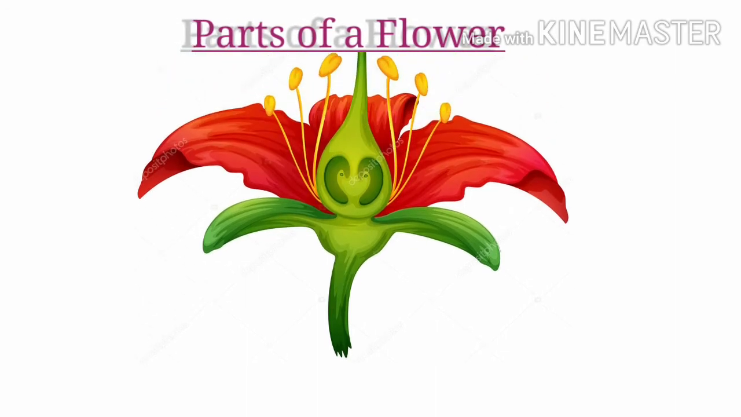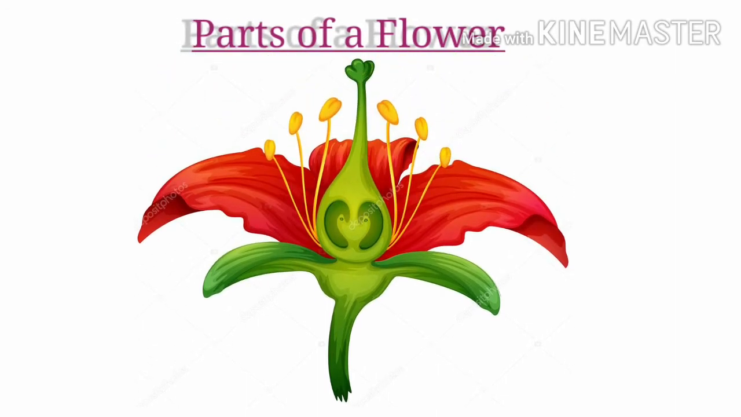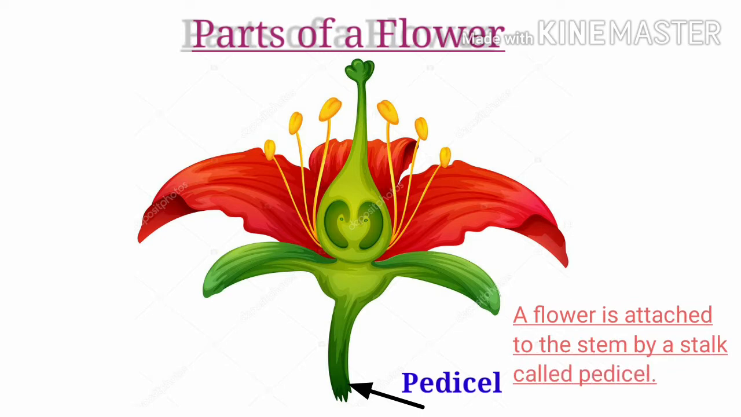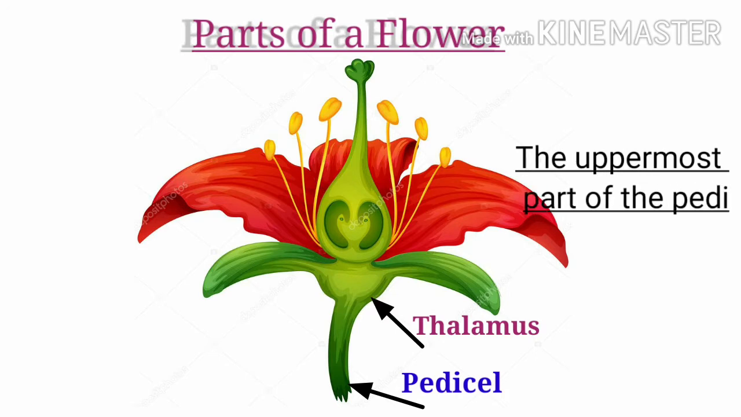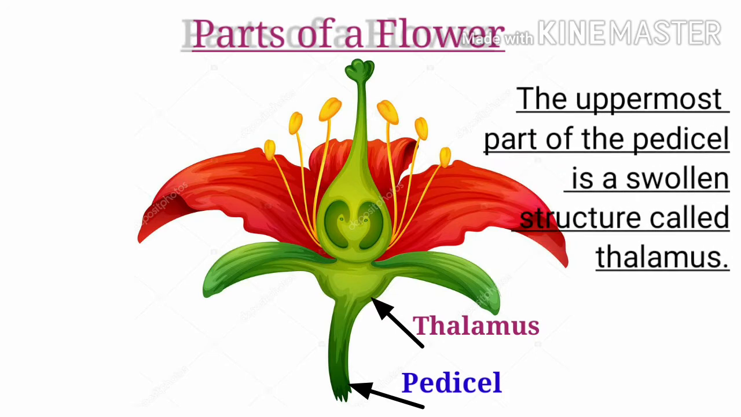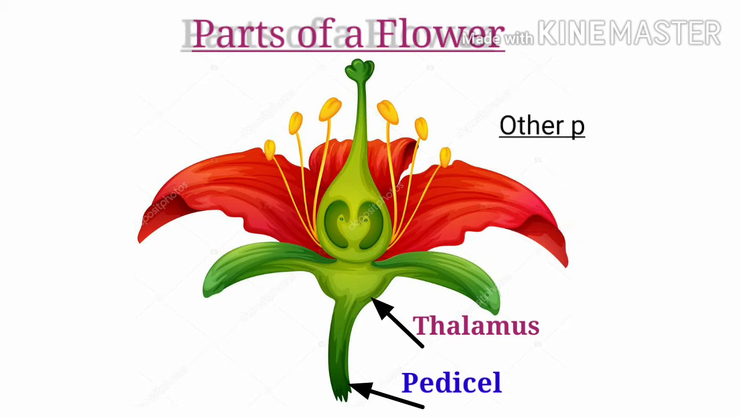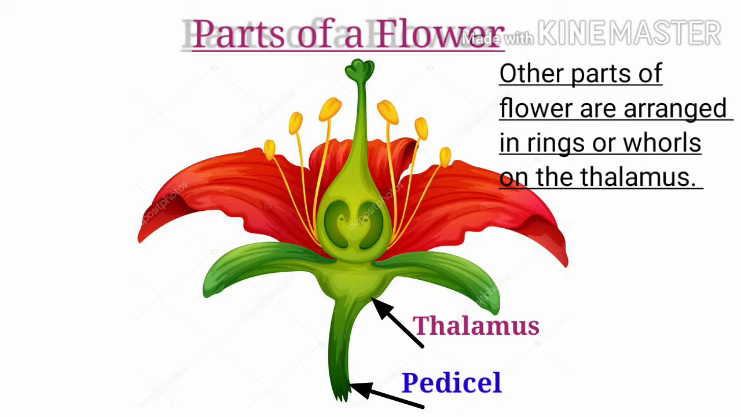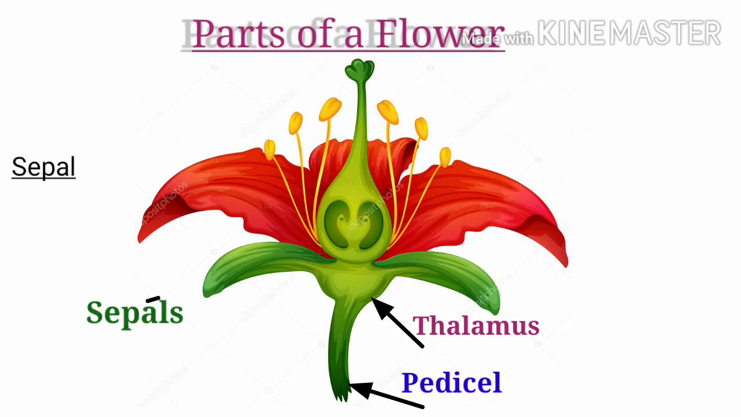Now, let's see parts of a flower. A flower is attached to the stem by a stalk called pedicel. The uppermost part of the pedicel is a swollen structure called thalamus. Other parts of flower are arranged in rings or whorls on the thalamus.